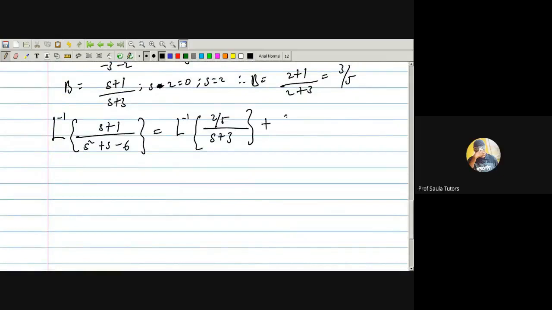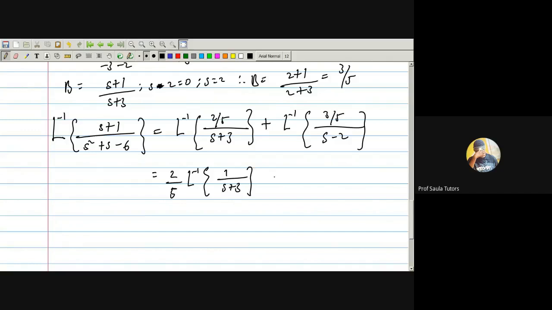Then plus, B is 3 over 5 over s minus 2. Exactly. Remember, this 2 over 5 is a constant. It can move out. And this 3 over 5 is a constant. It can move out.